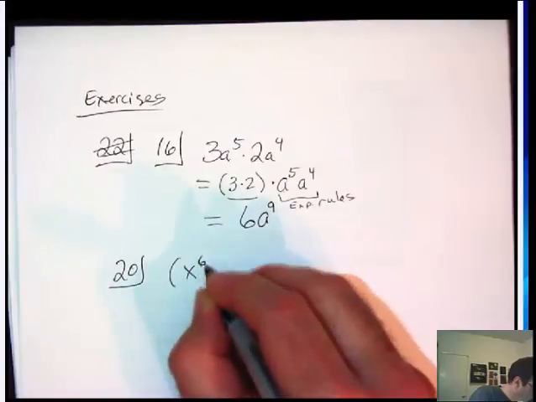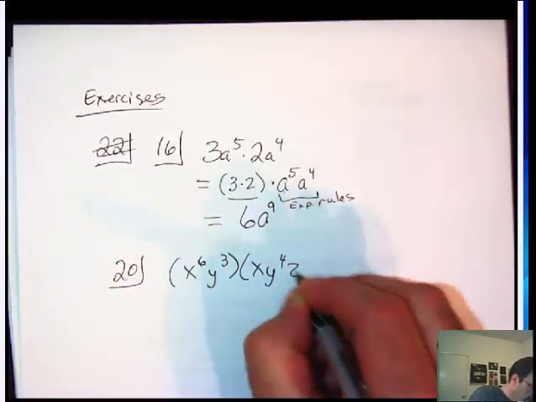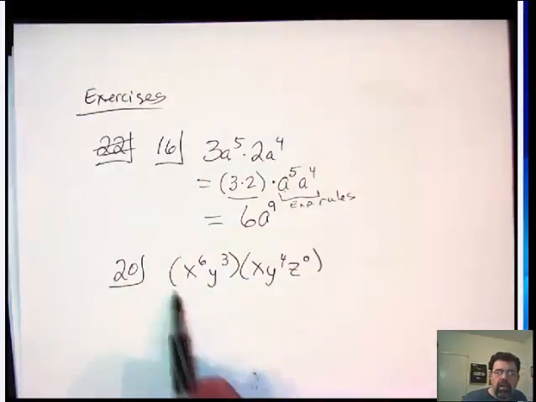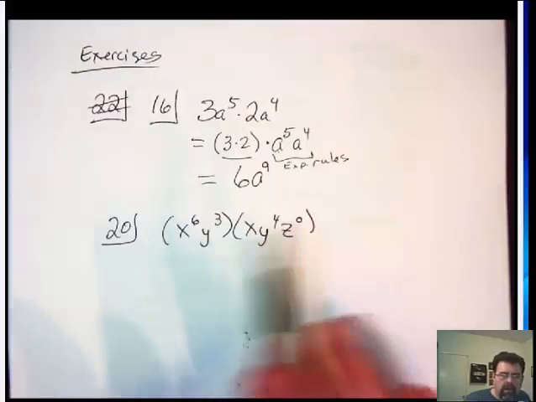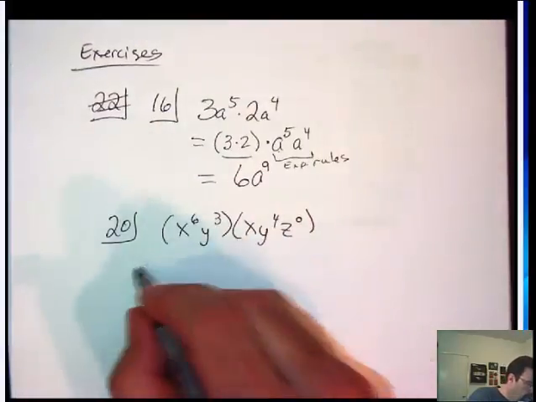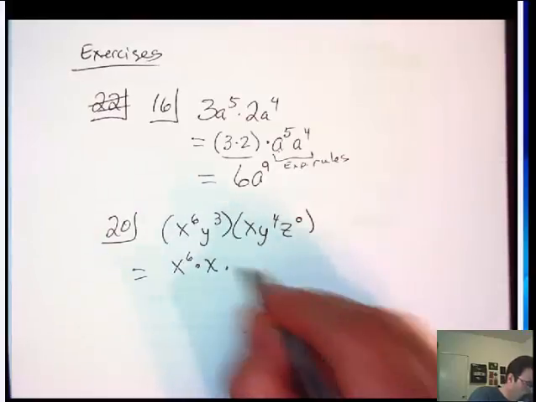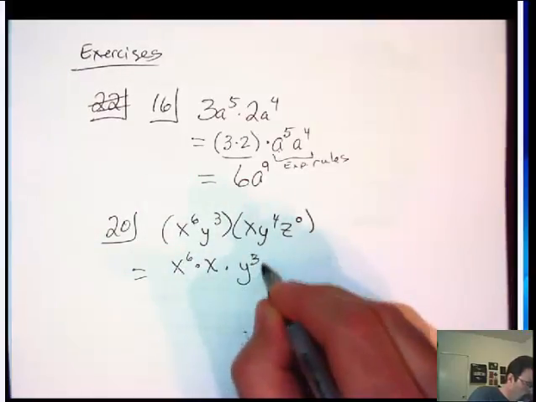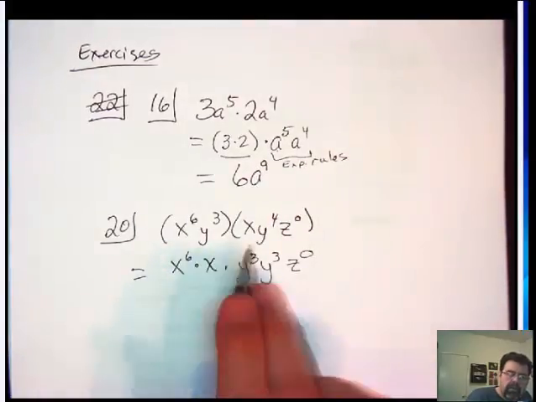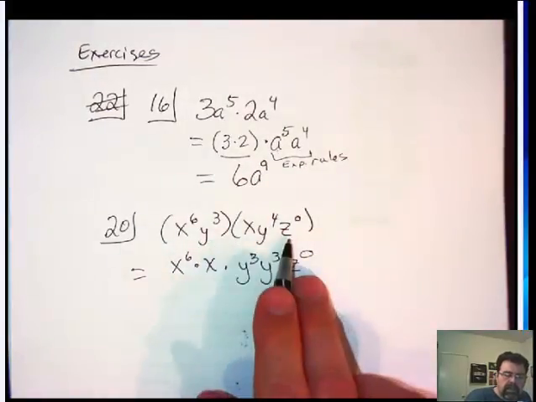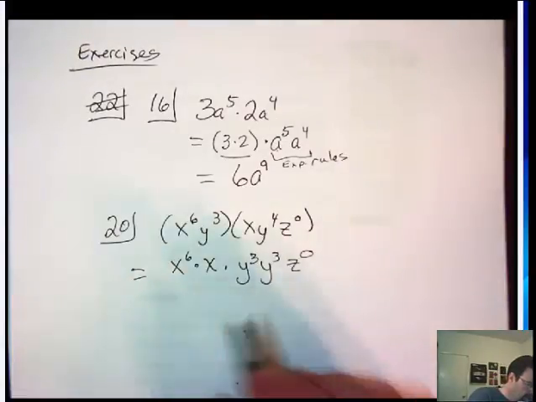So number 20, x to the 6th, y to the 3rd, x, y to the 4th, z to the 0. So again, it's all multiplying, so I don't have to worry about the parentheses. I can drop them. I can rearrange the order. So again, I wouldn't write this, but in my head I would think as follows. So I'm going to put all the x's together, all the y's together, and the z's together.